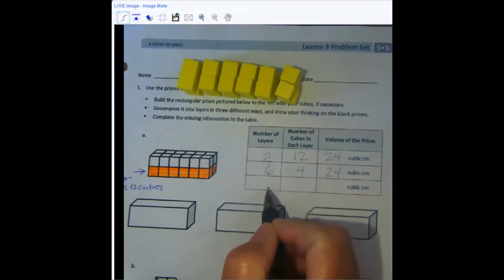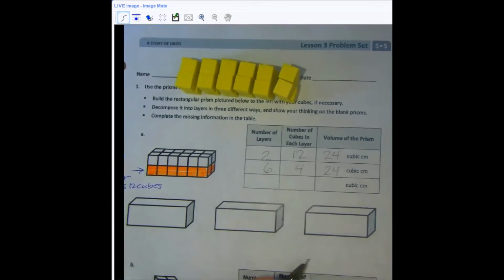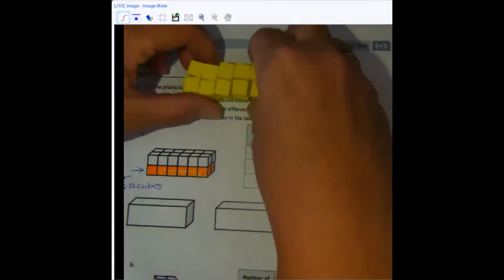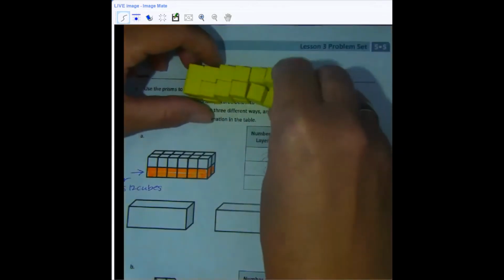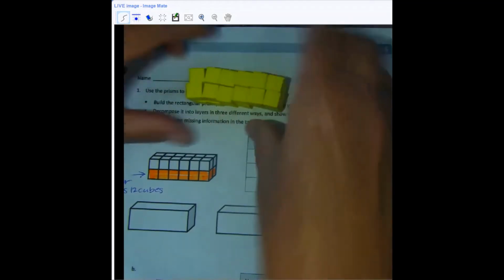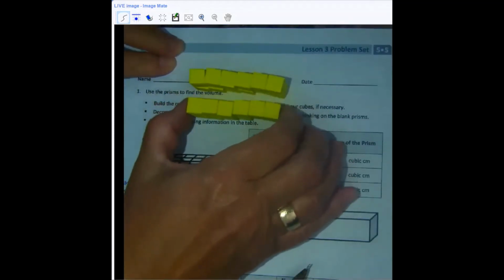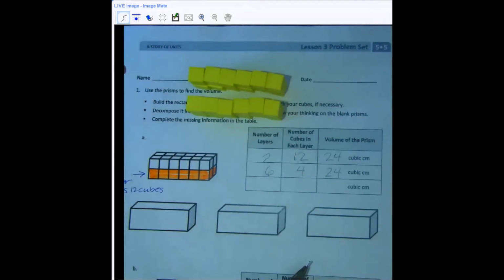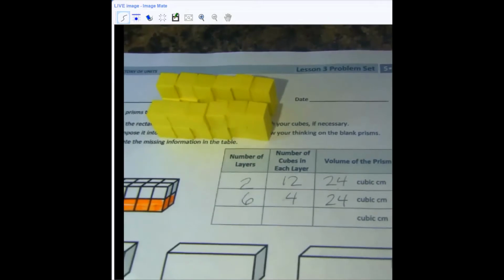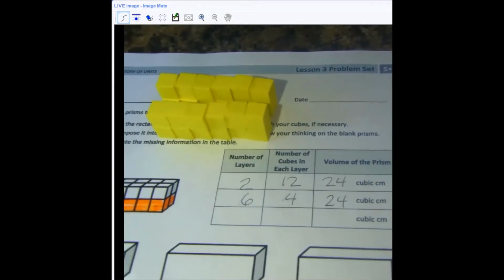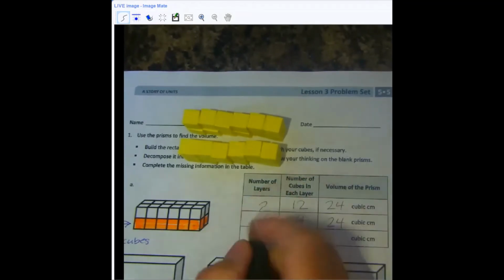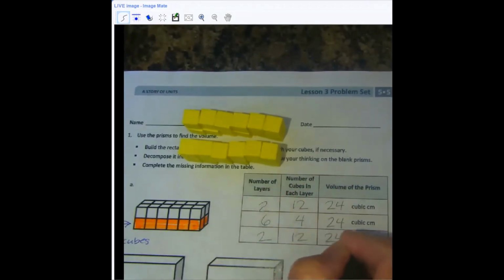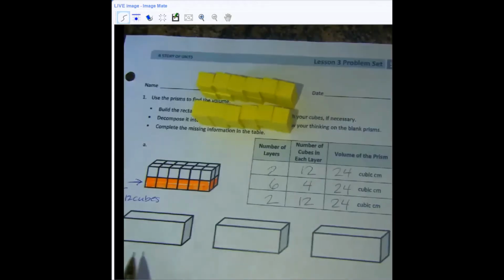The other way is to think about this, and it's like more slices. It's also going to be 2 layers of 12, but you could break it apart like this. So you can hopefully see that that is 2 slices or side layers, however you want to think of it, 2 layers of 12, but just divided in a different way. But any way around it, we get 24 cubic centimeters for the volume.